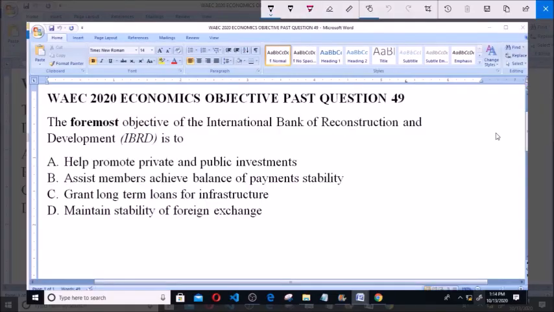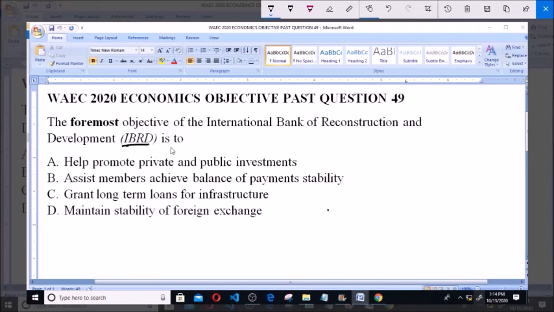Hello and welcome. I will be answering WAEC 2020 Economics Objective Past Question 49. The foremost objective of the International Bank of Reconstruction and Development, IBRD, is to A. help promote private and public investments, B. assist members achieve balance of payment stability, C. grant long-term loans for infrastructure, D. maintain stability of foreign exchange.